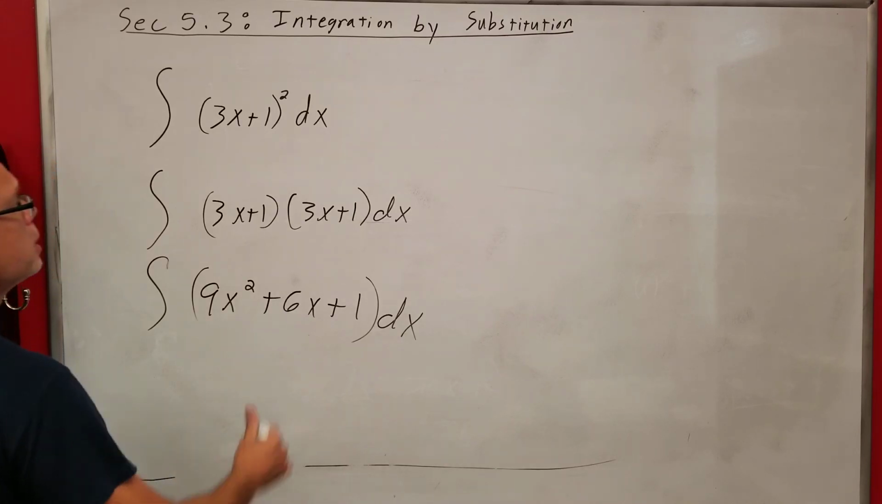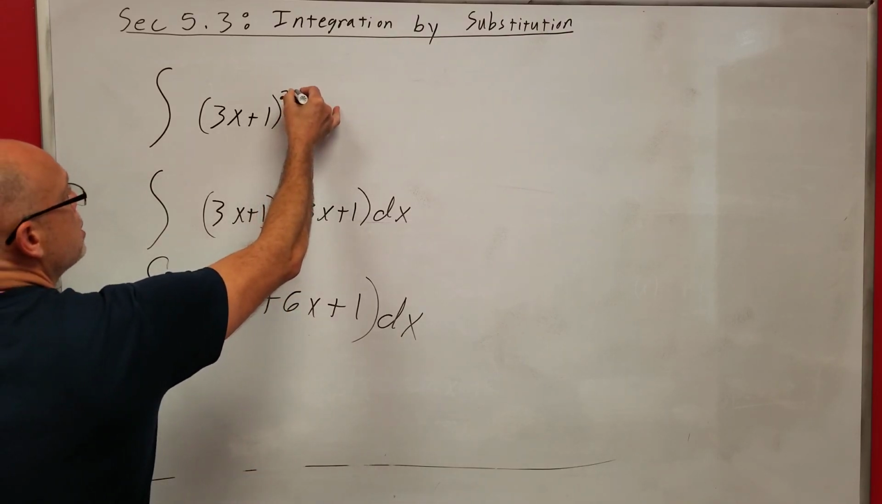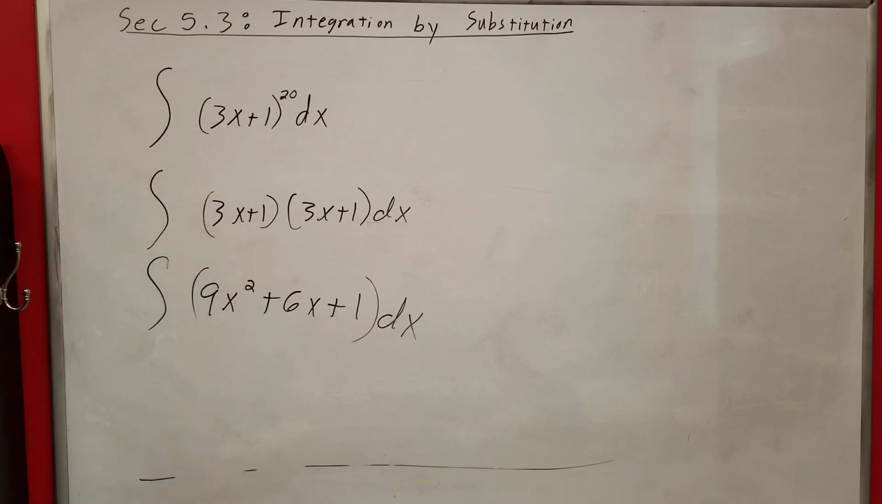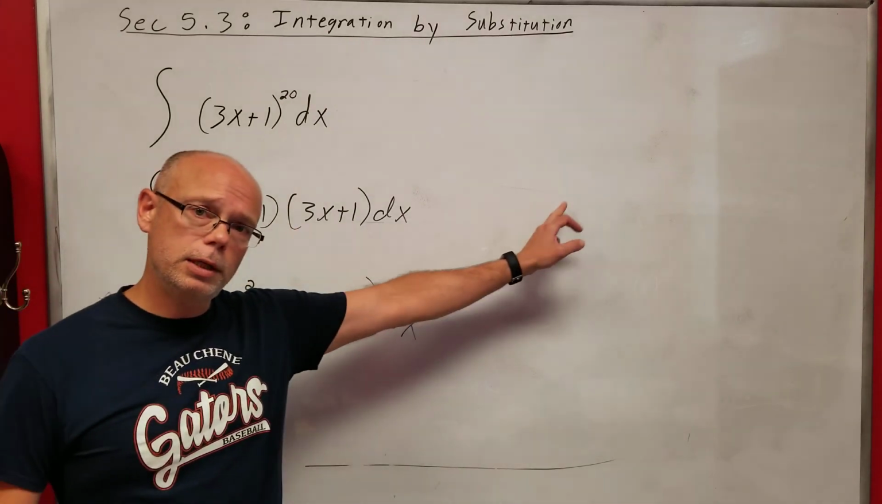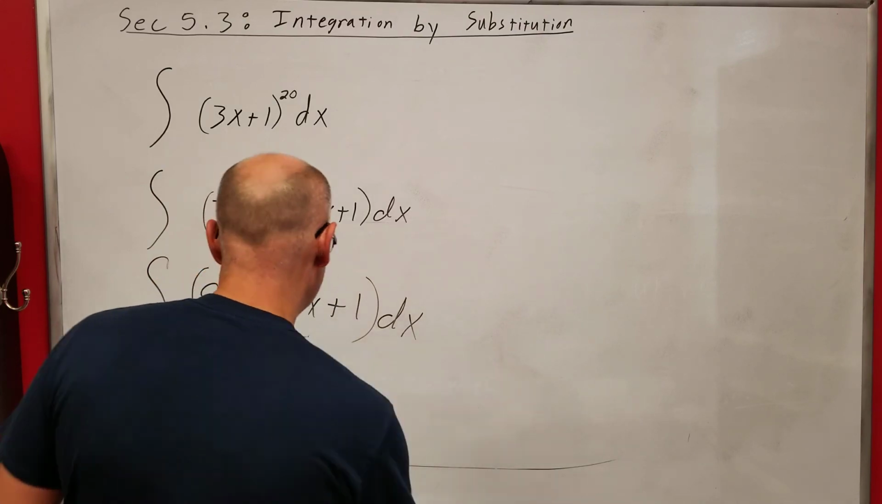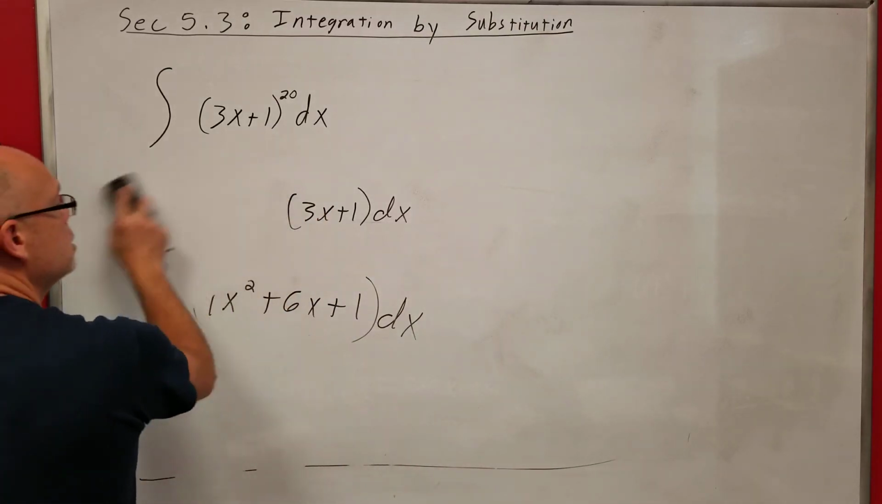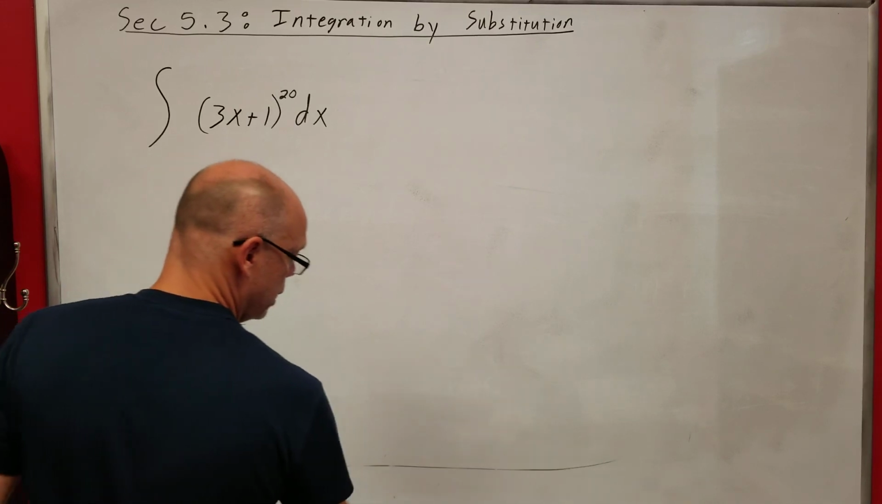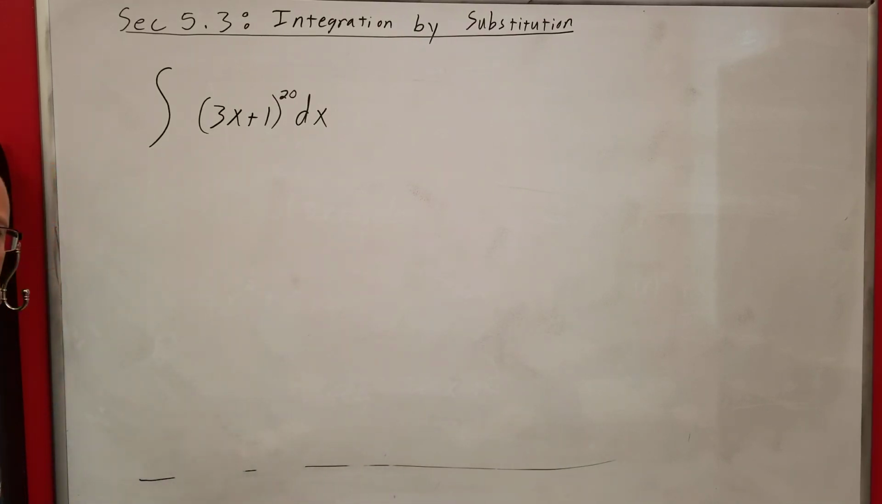But what if I do this? What if I change this slightly and put a 20 up there? Do you really want to multiply this out 20 times? Absolutely not. That's going to take you forever. So this is where another method comes in very, very handy. It's called substitution, okay? And actually what it's doing is it's undoing the chain rule we did with taking a derivative.